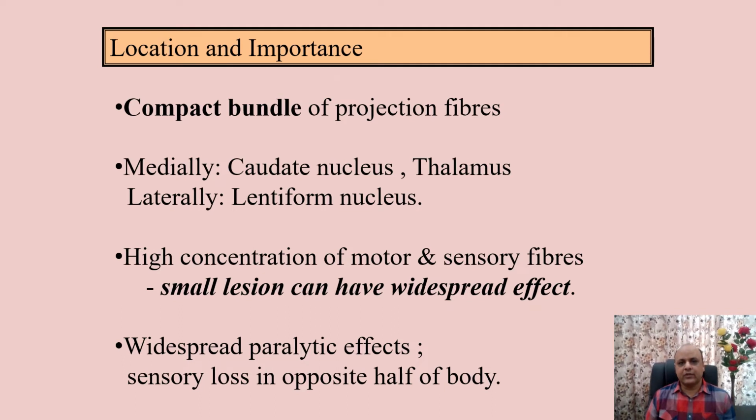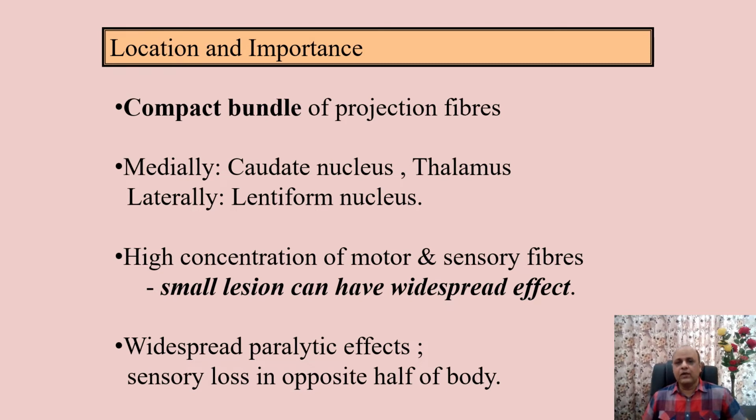So the internal capsule is a compact bundle of projection fibers. Now we have the white matter of the brain, and we divide the white matter of the brain into association, commissural and projection fibers. So this internal capsule belongs to projection fibers. By projection fibers we mean the white fibers which connect the cortical areas to the subcortical areas and vice versa. So this internal capsule is going to connect the cortex to the subcortical area and then the subcortical area to the cortex of the brain.